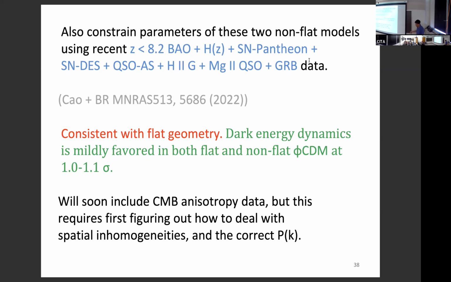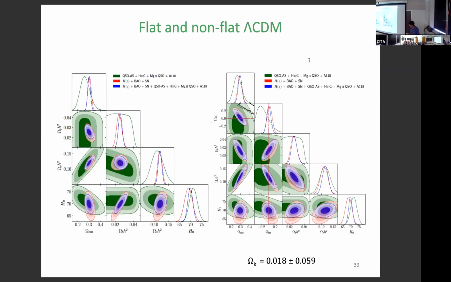So I'm not yet looking at the CMB. I'll come back to that in a second. I'll show you these plots, and maybe this will answer your question. This is the 2 models here, flat and non-flat lambda CDM. This is flat and non-flat. So the parameters here are omega matter, omega baryons H squared, omega cold dark matter H squared, and H naught.